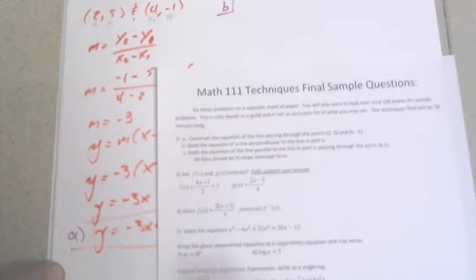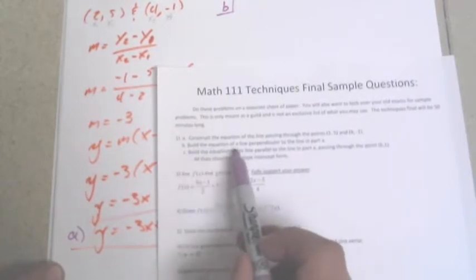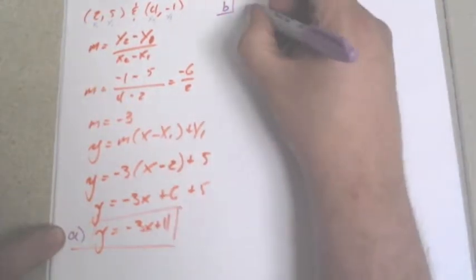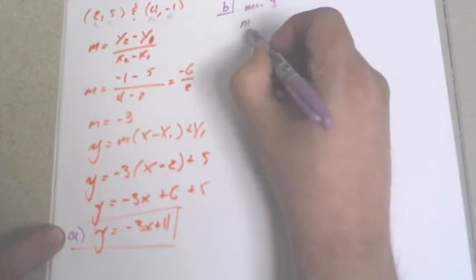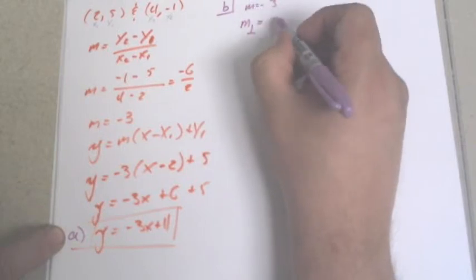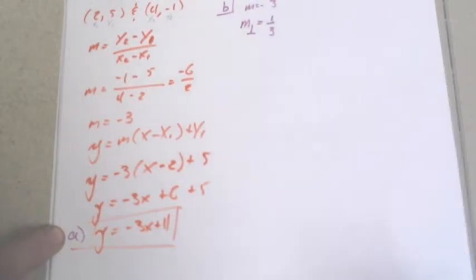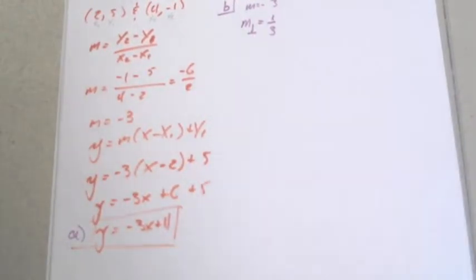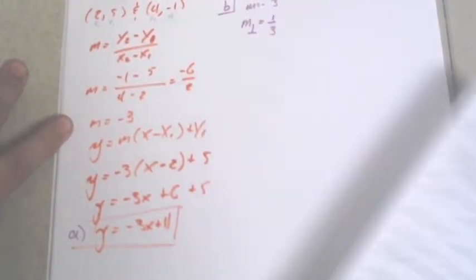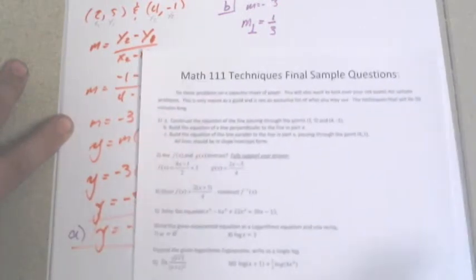Part B asks you to build the equation of a line perpendicular to the line in part A. So part A has a slope of -3. So to be perpendicular, we need to have the negative reciprocal. So the -3 is going to turn into a positive, and we're going to look at its reciprocal. So any line with this slope, 1/3, is going to be perpendicular to our line in part A.